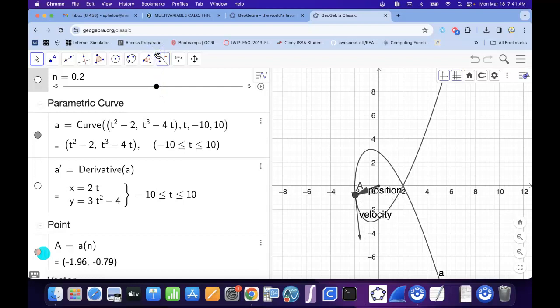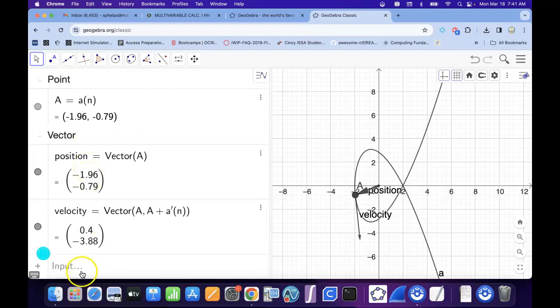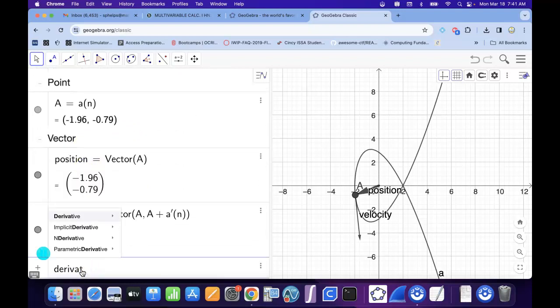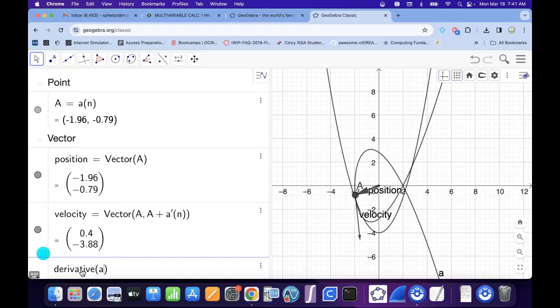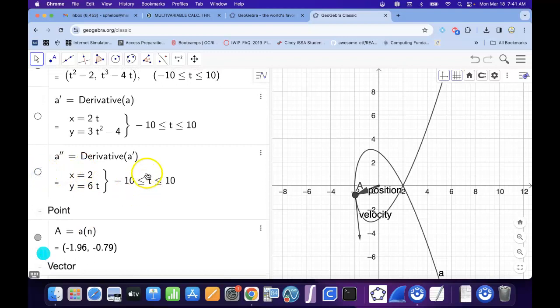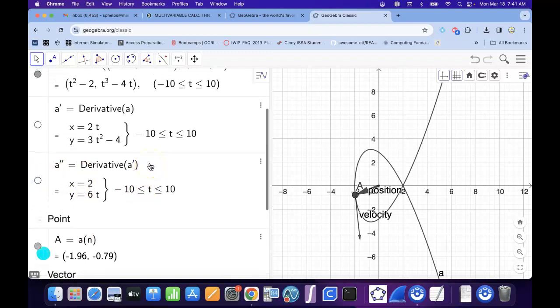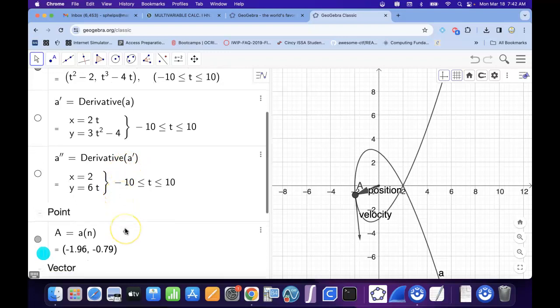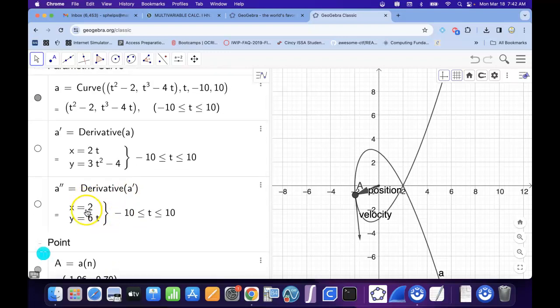So that's velocity. Now there's one other one as well. So if I took the second derivative of this, so if I go the derivative of A prime, that's the second derivative. And this is going to give us the acceleration vector. So the acceleration vector always has an x coordinate or component of 2, and the y component will get longer and shorter depending on the value of t.